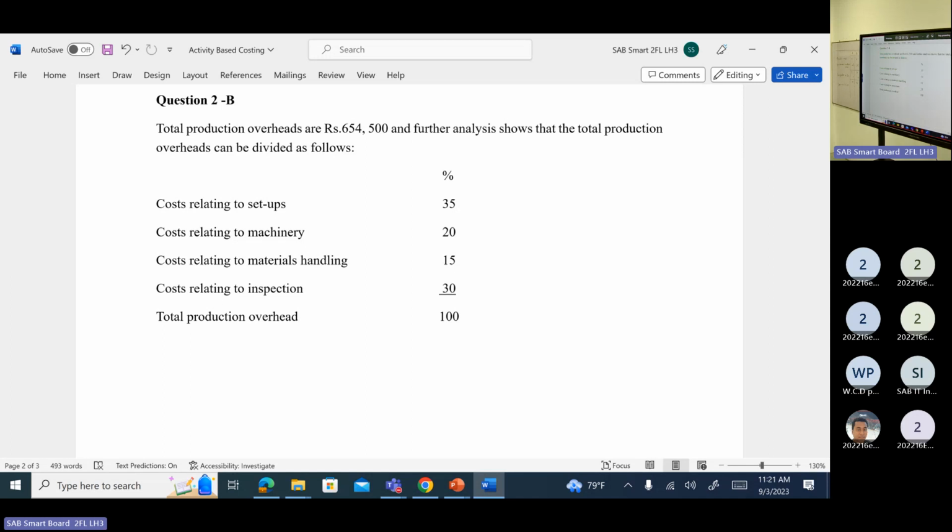Right? The first thing is we have to allocate this, no? Right?